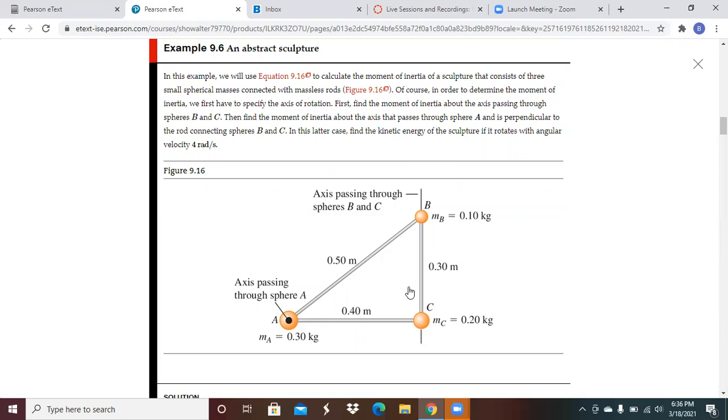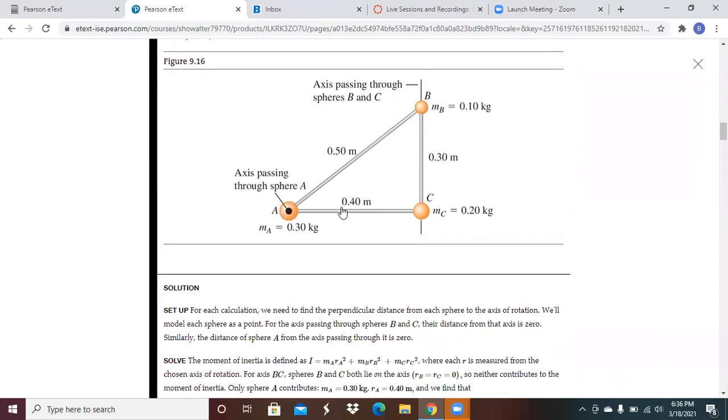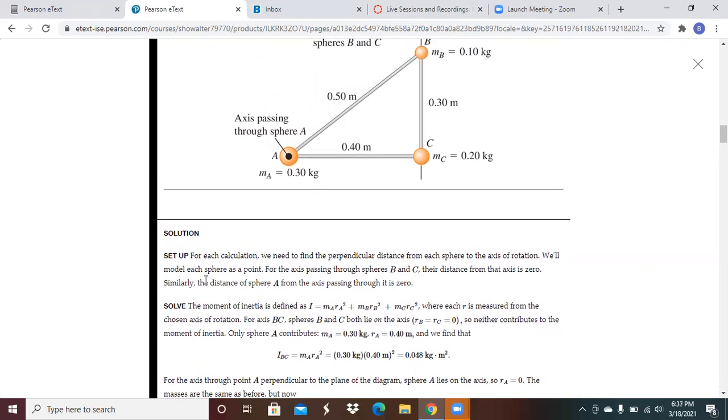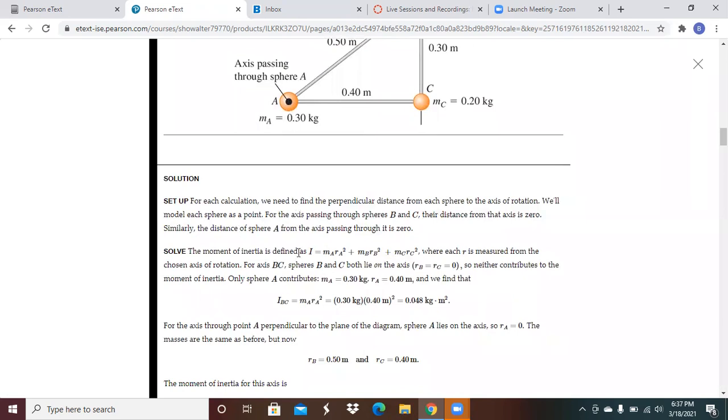So we know what the distance is here. We know what the distance is here. The distance between them is not really so much other than it just sets up a right triangle for us. So for each calculation, we find the perpendicular distance from each sphere to the axis of rotation. And then we're going to take each sphere and model it as a point. Why? Because we can get away with that. It's physics. So for the axis passing through spheres B and C, their distance from that axis is 0. So similarly, the distance of sphere A from the axis passing through it is going to be 0.